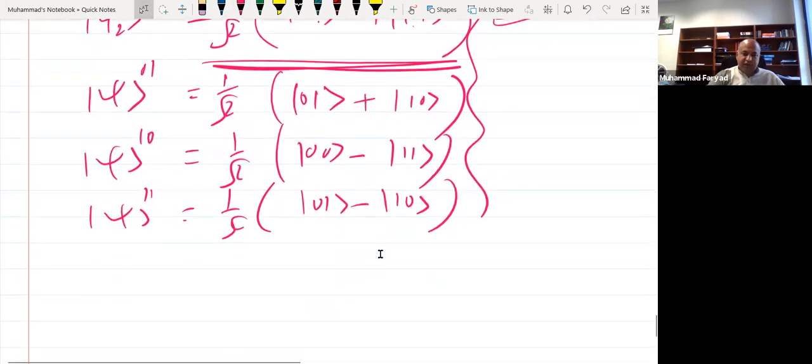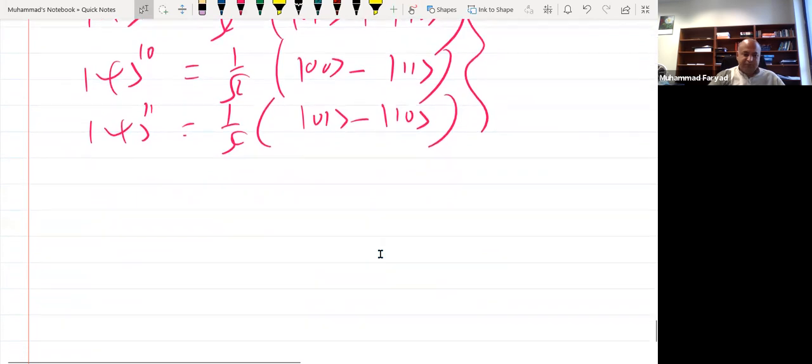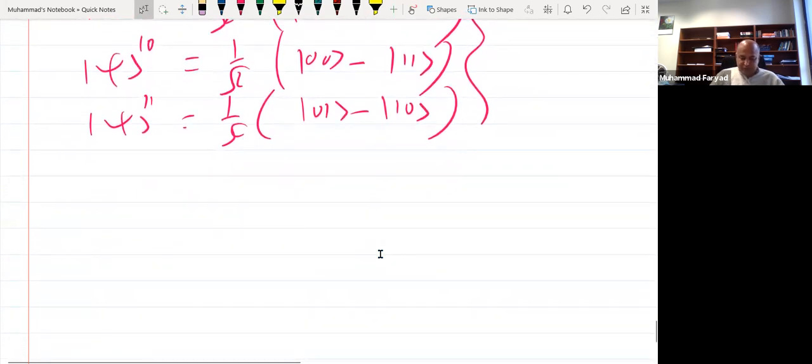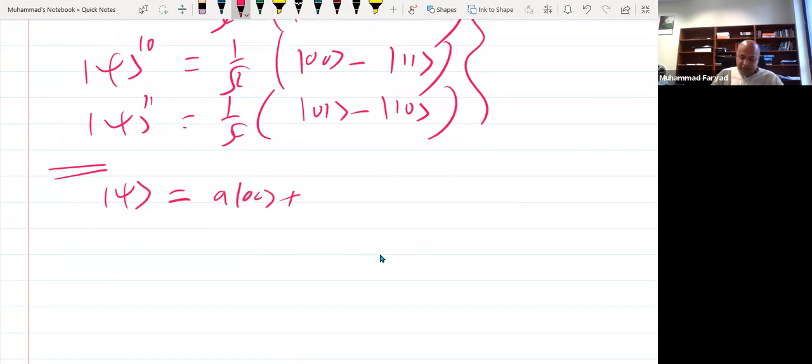Okay, so if not, let me go on to the next part, which is how can we measure the presence of entanglement in our state. Suppose you are given some state psi, let's say A 0 0 plus B 0 1 plus C 1 0 plus D 1 1.